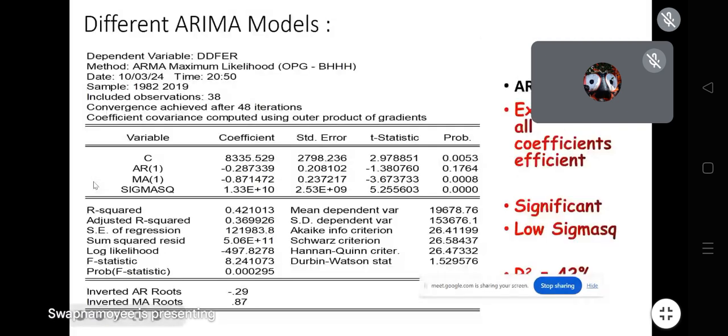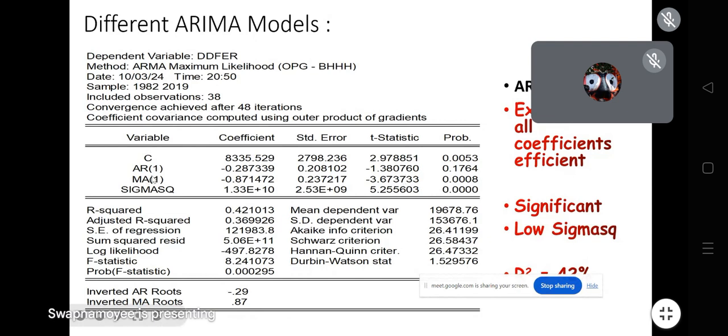Now I have estimated the equation of the ARIMA model. After estimating the equation, these are my values. I have used AR 1 and MA 1. How we are going to do it in EViews will continue. Just let me show you the values. These are the parameters I have used in the equation.